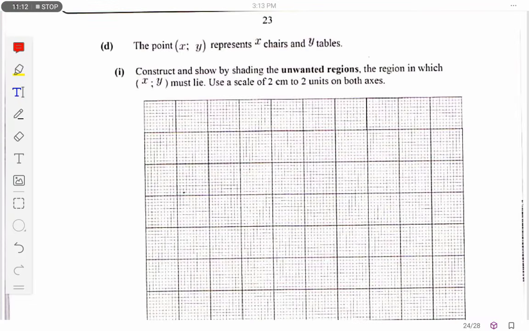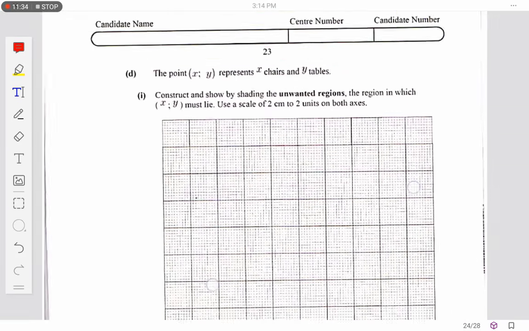Now it's asking us to draw these inequalities on the graph. We are given that we are to use the scale as 2 centimeters to 2 units for all the axes. Let's see how we can draw this one.